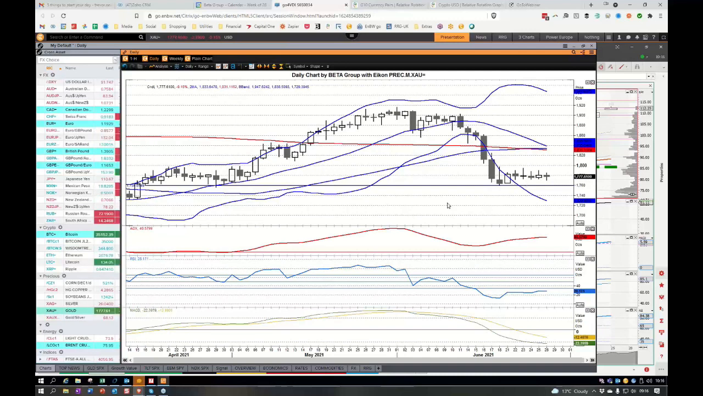So on the daily, we spent the whole week with these small candles with small bodies, very indecisive behavior, day after day, pretty well unchanged at this level.